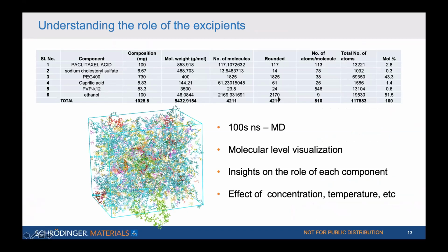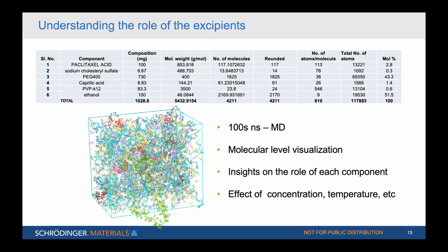Once we convert them into number of molecules, then we can build up a simulation box containing a particular composition of all the components of the formulation. Once we have all the components of the formulation inside the simulation box, we can run it for any length and then try to visualize what is happening at the molecular level. When you go to more and more components, it becomes more and more complex. But when we have only a few components, we definitely can understand what kind of interactions can happen at the molecular level between one component and the other component.